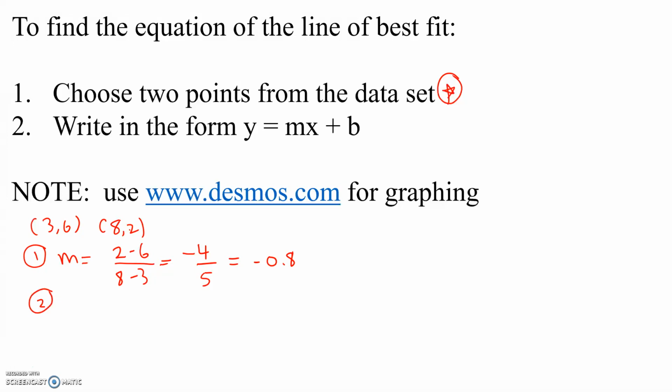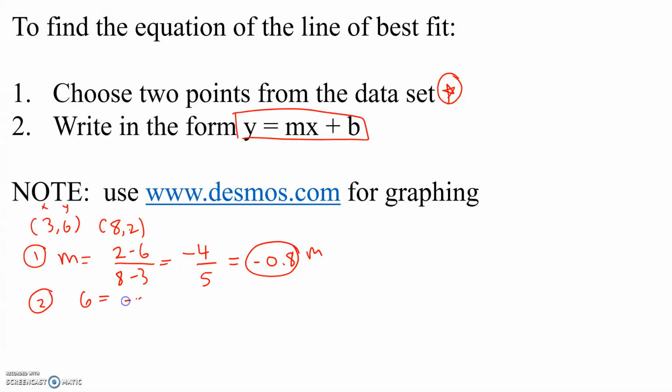Step two, we want our equation to be in the form y equals mx plus b. So let's pick either of these points, either 3, 6 or 8, 2. It doesn't matter which. I'm going to pick the point 3, 6. So my x value will be 3 and my y value will be 6. And my m value will be negative 0.8. So I'm going to plug those values into the equation y equals mx plus b. So for my y value, I'm going to pick 6.